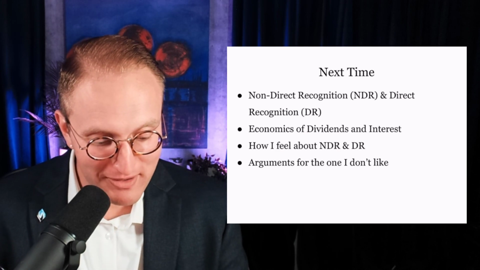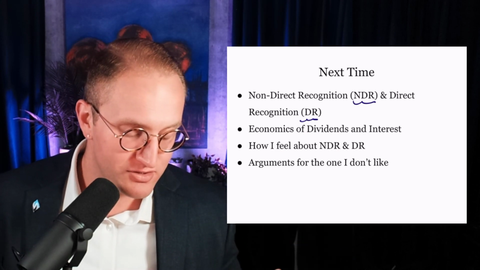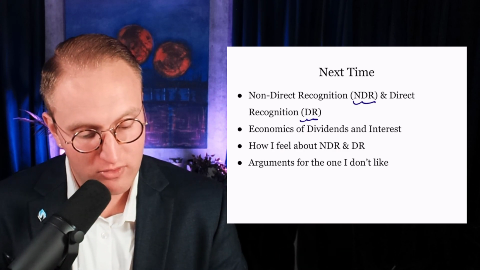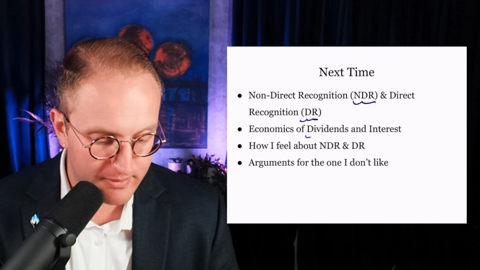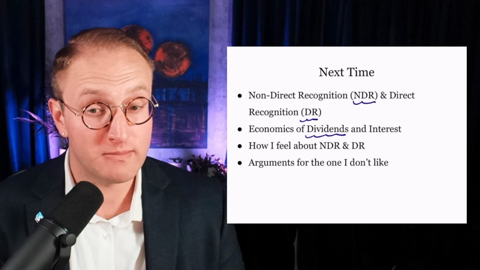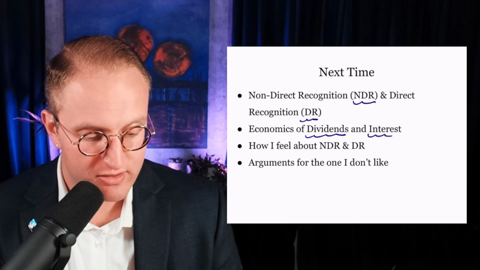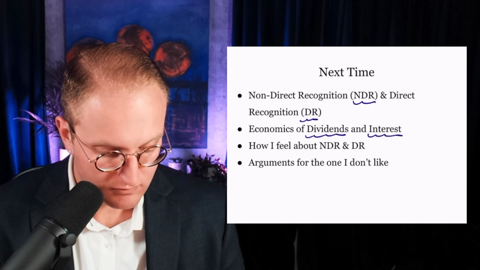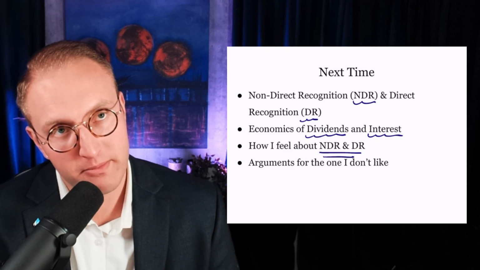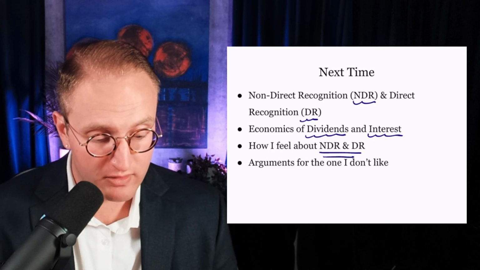Next time, we're going to talk about non-direct recognition and direct recognition. We really had to cover interest rates on policy loans before we get to this. We'll go a little more in depth on the economics of what a dividend is. Punchline, it's compensation for ownership, economically speaking, whereas interest is the price of credit. I'll tell you quite clearly, you might already be able to guess which one I prefer, non-direct or direct recognition. I do prefer one versus the other.